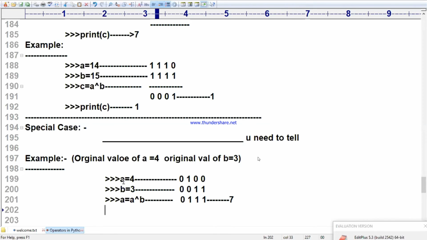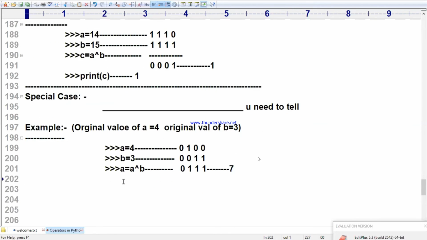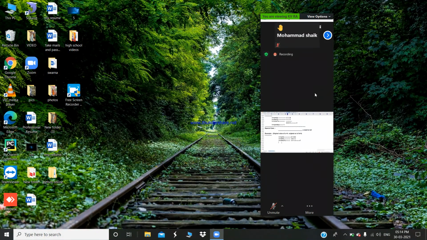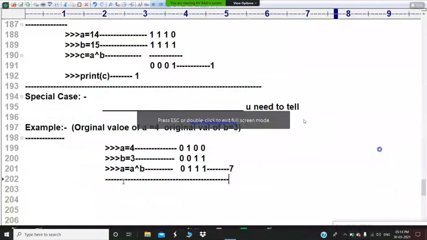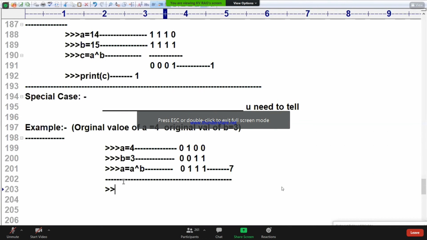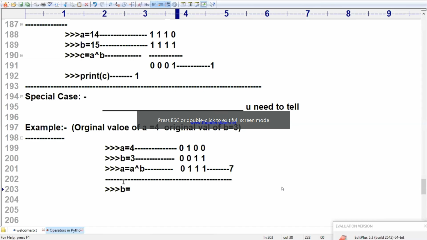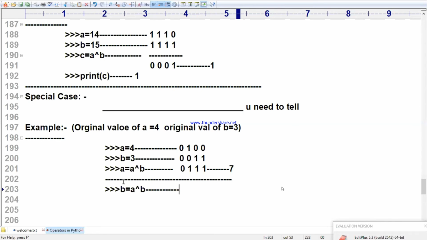What is the value of A now? All of you tell me. 7. Okay? Keep it up to that. Next, write B is equal to A cap B. What is the value of A? 0 1 1 1, only 7.